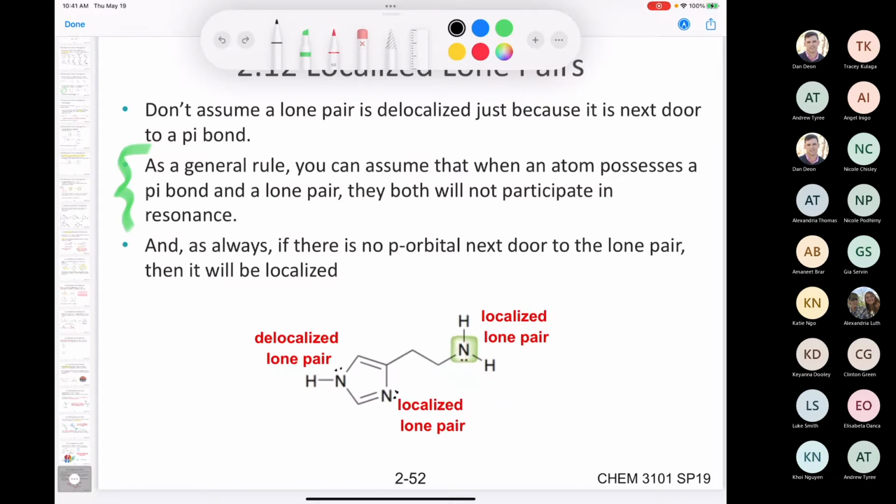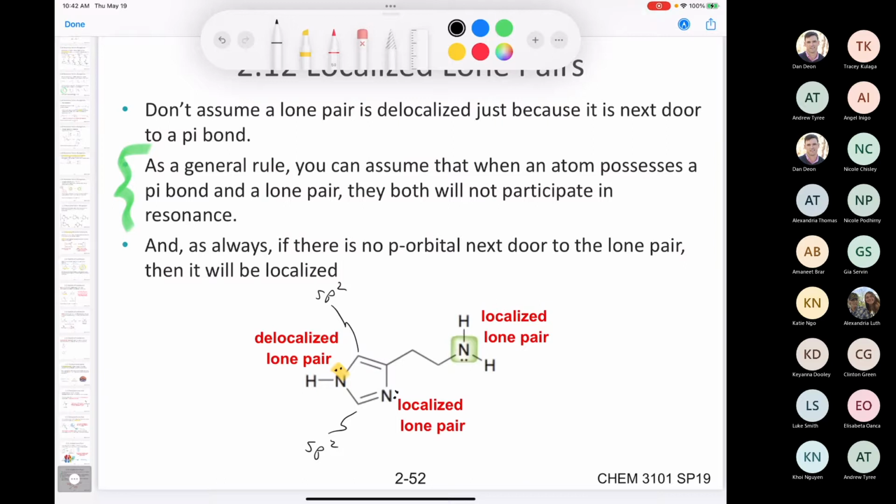If we go to this lone pair over here, I'll highlight it in yellow. You can see that you have a p orbital over here and you have a p orbital over here. How did you know that, Mr. Dion? Because this carbon is sp2 hybridized and this carbon is sp2 hybridized. But that nitrogen has a lone pair, but it doesn't have a pi bond. And so the lone pair can participate in resonance, therefore it's delocalized.